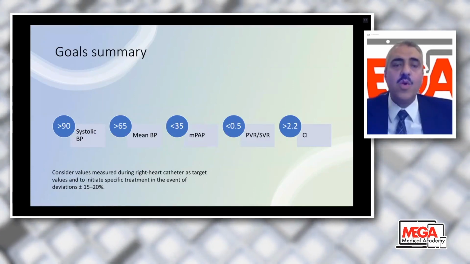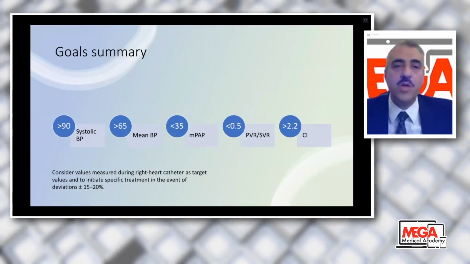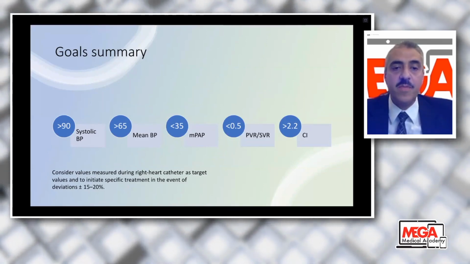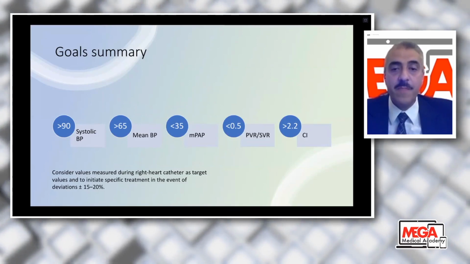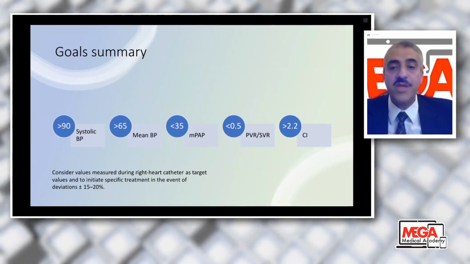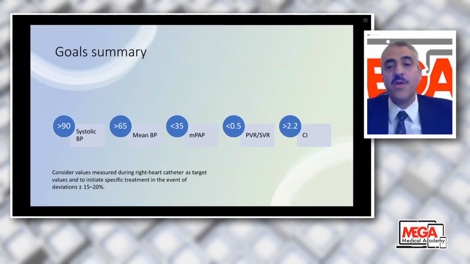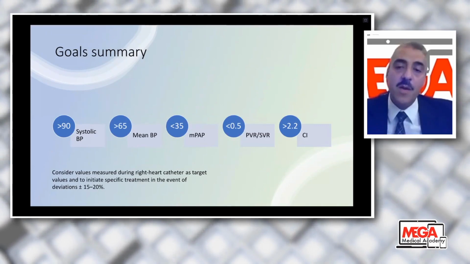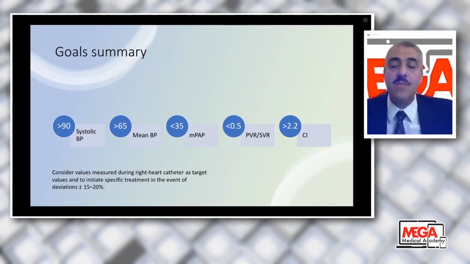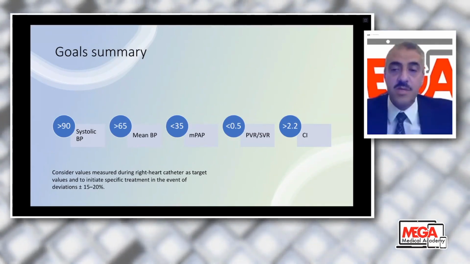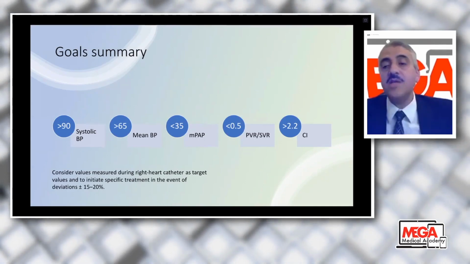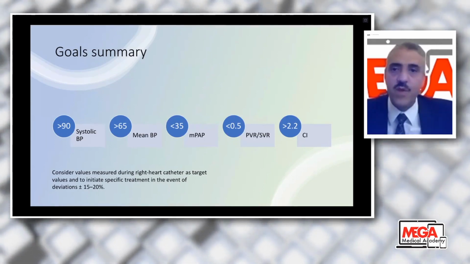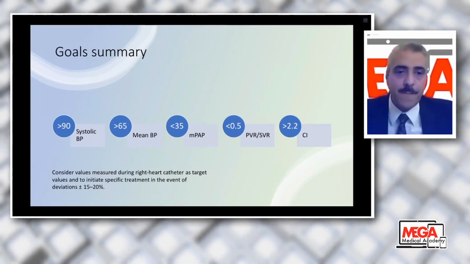The goal summary, or the overall summary for the goals we are going to use, is that we need to keep the systolic pressure above 90, mean blood pressure above 65, mean pulmonary artery pressure below 35, the ratio between the pulmonary vascular resistance and the systemic vascular resistance below 0.5, by keeping the pulmonary vascular resistance dilated and maintaining the systemic vascular resistance, and keeping the cardiac index more than 2.2. This is how we put the goals for our OR management.